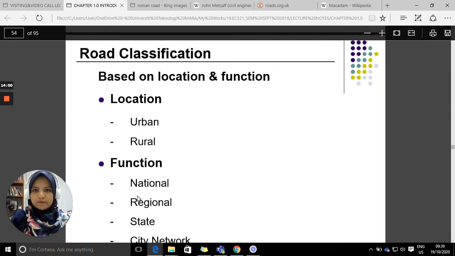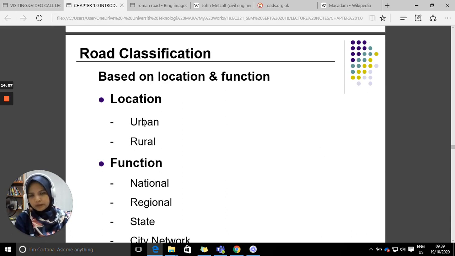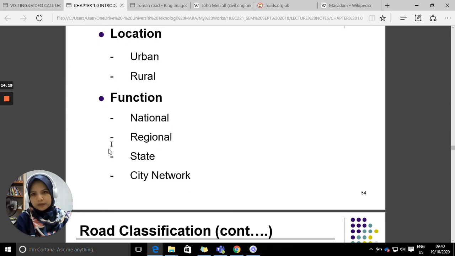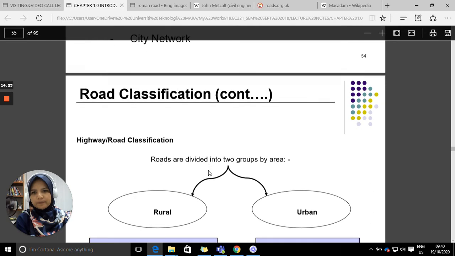Alright, road classification. How do we classify the road? It is based on the location, either urban or rural, and the function of the road itself. It can be part of the national road, regional, state, or interstate network, or it can be a city network, right?